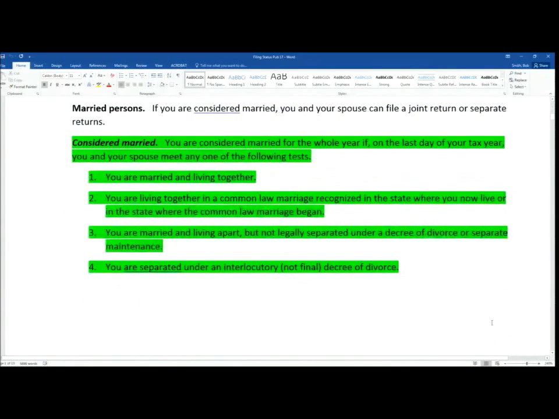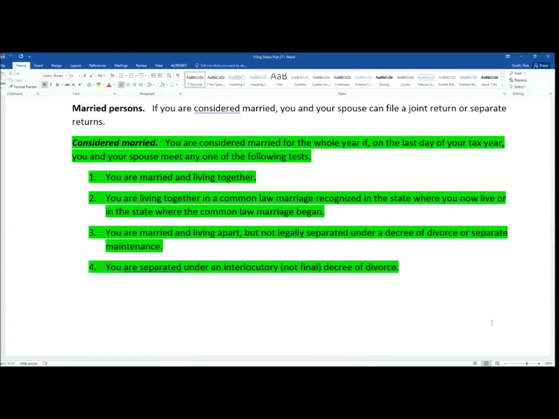Who's married? Married and living together. Living together in a common law marriage. Now, Wisconsin has no common law marriage. That might be another thing that people are trying to drag you into, right? This is my common law wife here, right? Or what would they say? This is my common law old lady, right? That's what they'd say, right? But Wisconsin doesn't have it.